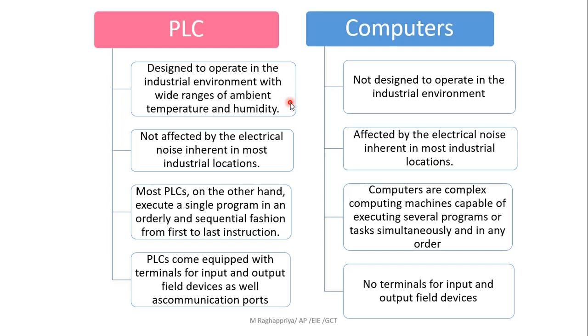Now this is the last one. We are going to make a difference between PLC and computer. Till now we have seen the benefits of PLC, what the parts of PLC are, how a PLC works, and we know how a computer works, right? Now we are able to differentiate between PLC and computer. A PLC is an industrial grade computer. It is designed to operate mainly in the industrial environment.